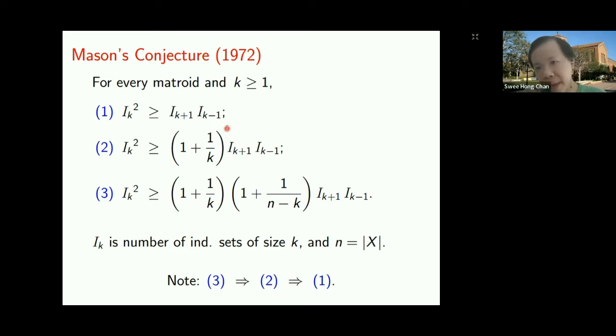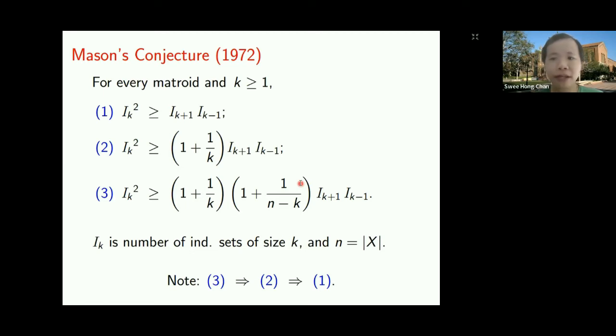But now, Mason is a very ambitious person. He thinks that, okay, we cannot prove that this is log concave. But you know what? Let us go for something even bigger first. How about if I add a constant 1 plus 1 over k into this equation? Maybe this is still true. In fact, why stop there? Let us get even more ambitious. Let us add one more constant, 1 plus 1 over n minus k, into the right side. And this last inequality is known as the strongest form of the Mason's conjecture.